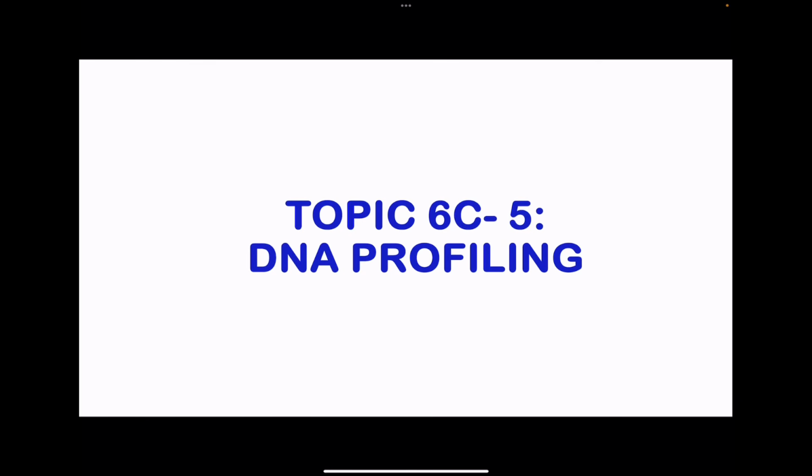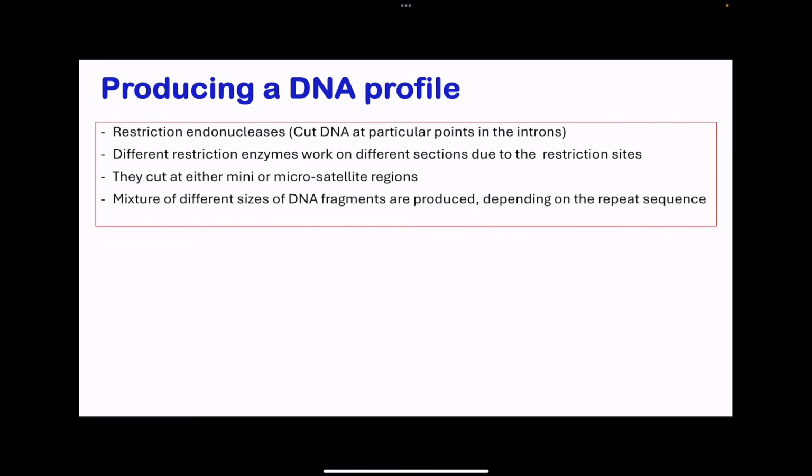Next, we go to DNA profiling. During DNA profiling, restriction endonucleases are going to be used to cut DNA at particular points within the introns, and these points are called restriction sites. So different restriction endonucleases have different restriction sites. After the process, we're going to have fragments of DNA that are of varying size, and then gel electrophoresis can be carried out on these fragments.